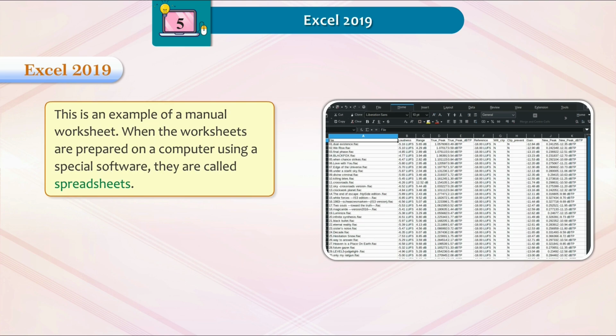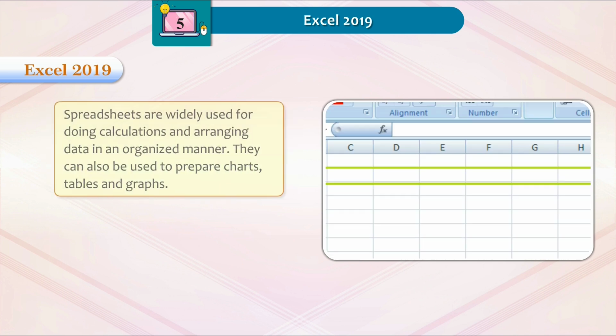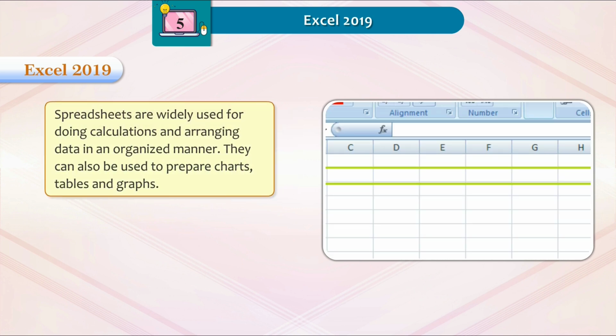This is an example of a manual worksheet. When the worksheets are prepared on a computer using a special software, they are called spreadsheets. Spreadsheets are widely used for doing calculations and arranging data in an organized manner. They can also be used to prepare charts, tables, and graphs.